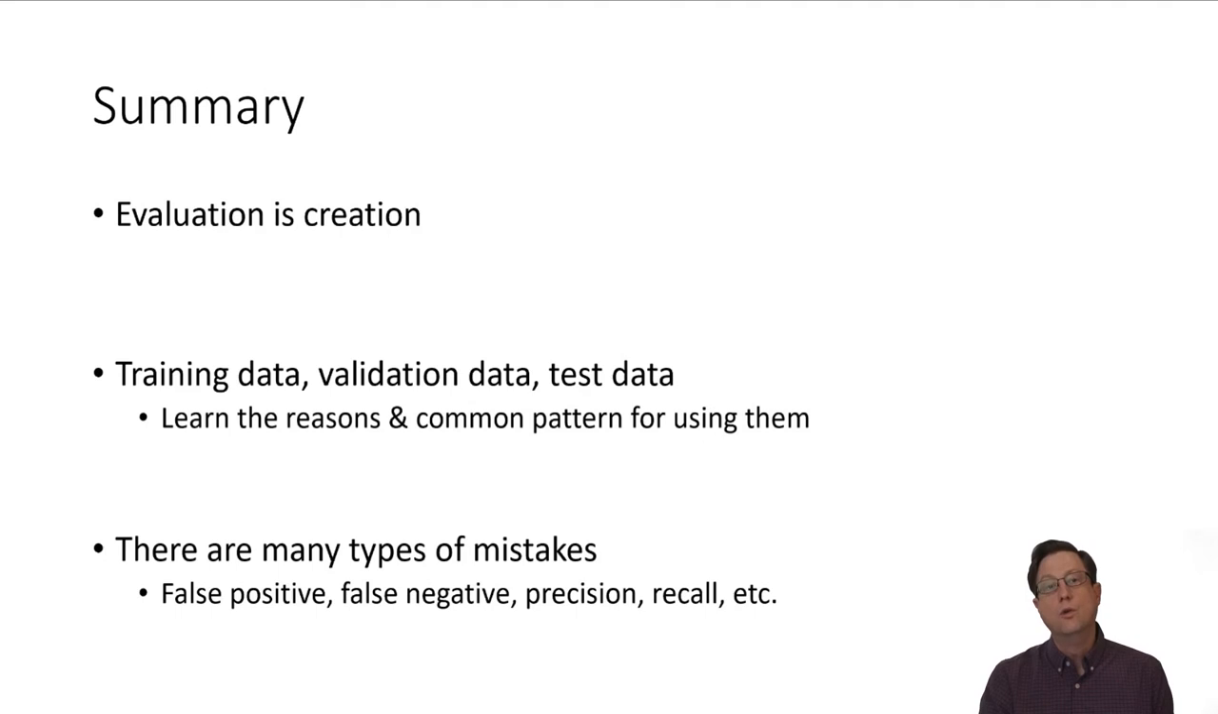The first tool is this simple pattern for splitting up your data into training data, which is used to set the parameters of the model; validation data, which is commonly used to set the hyperparameters of your modeling run; and test data, which is commonly used to estimate the generalization performance of the model. And there are many types of mistakes. A model can make false positives, false negatives, or have high precision and low recall, et cetera. It's very common in practice to talk about model quality in terms of false positive, false negative, precision or recall. These are terms you should get very familiar with.